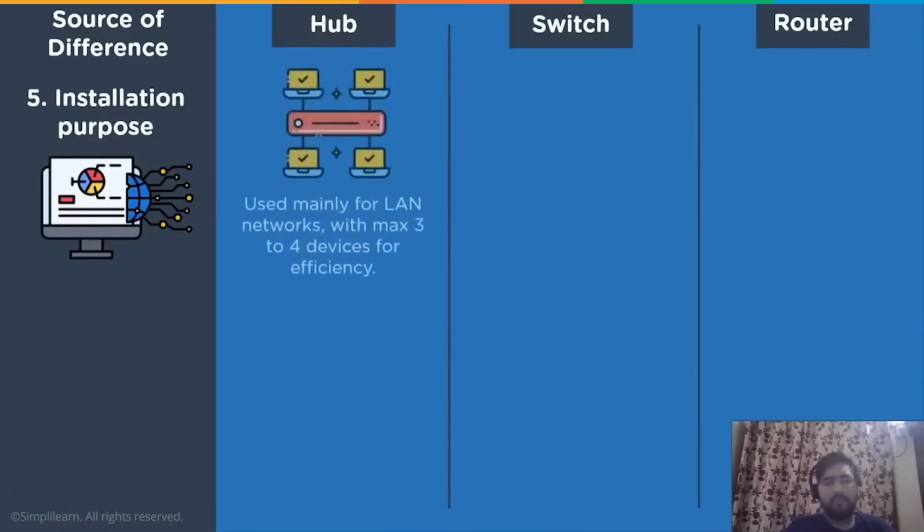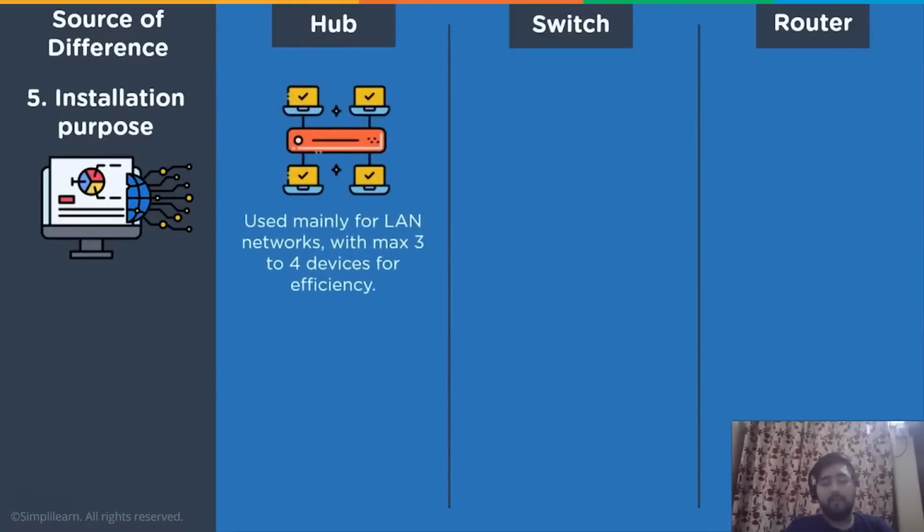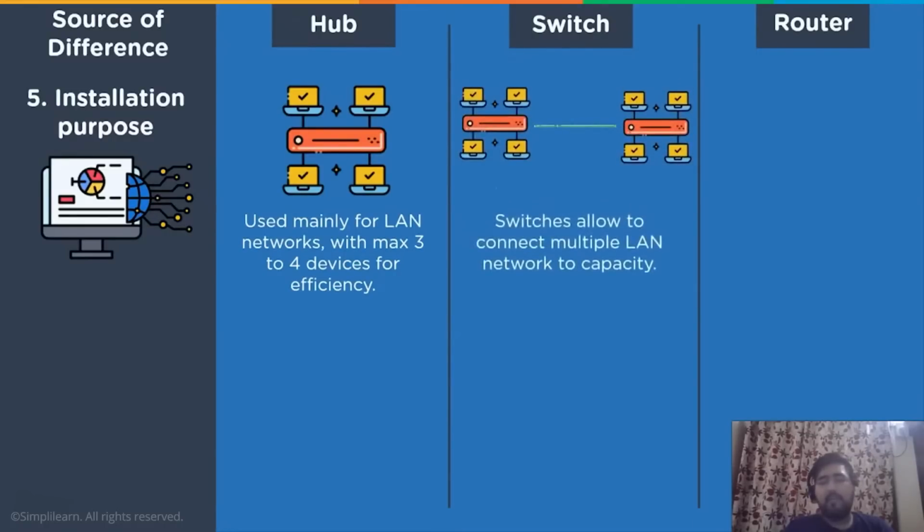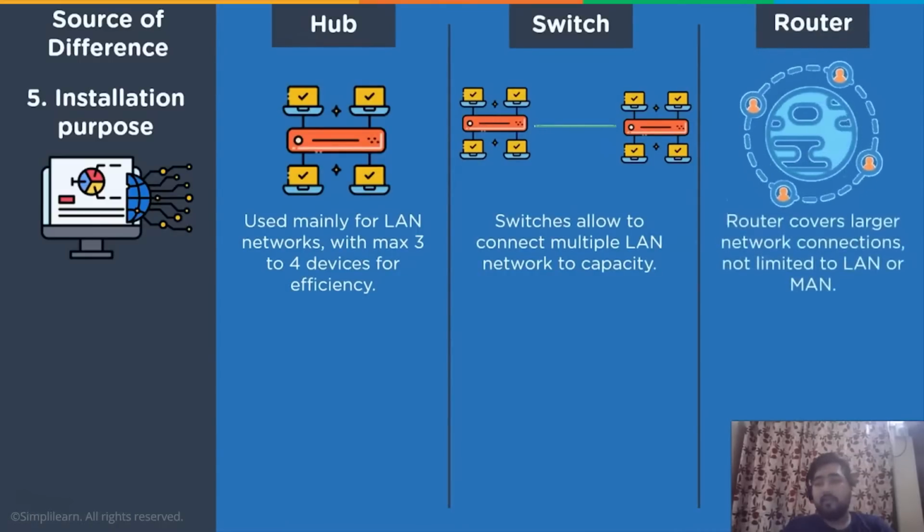On the basis of installation purpose, a hub is mainly preferred in a LAN network or in a private network where 2 to 3 devices are to be connected, which increases the efficiency due to the absence of a processing unit in a hub. As for a switch, it connects multiple LAN networks or a large area network available. As for the case in a network router, it is a global network that connects multiple devices across the globe and is also designed to connect internet to any of the device.